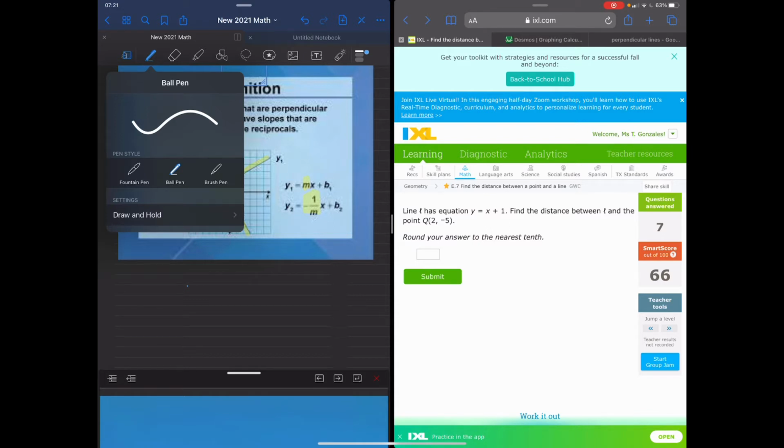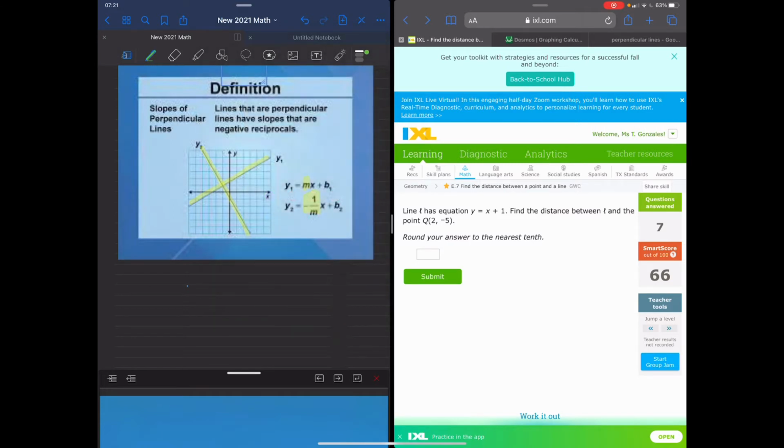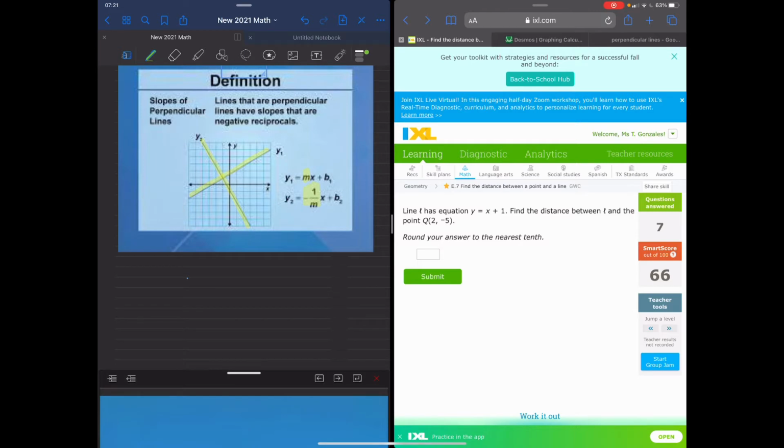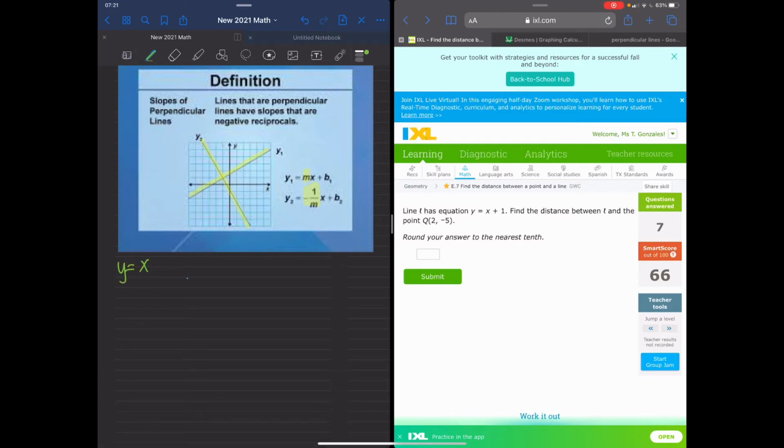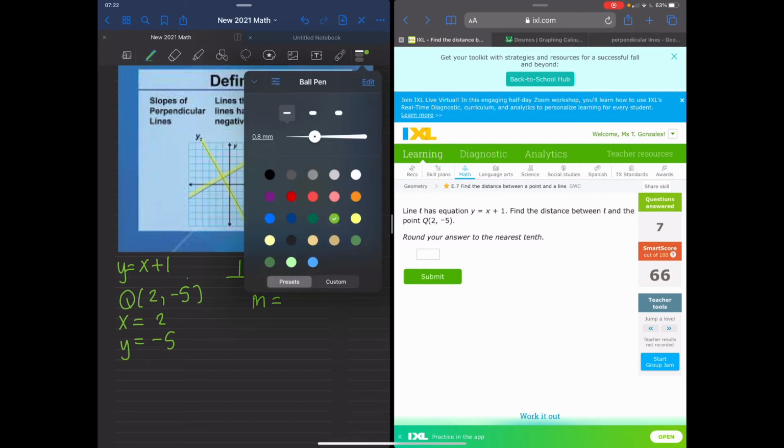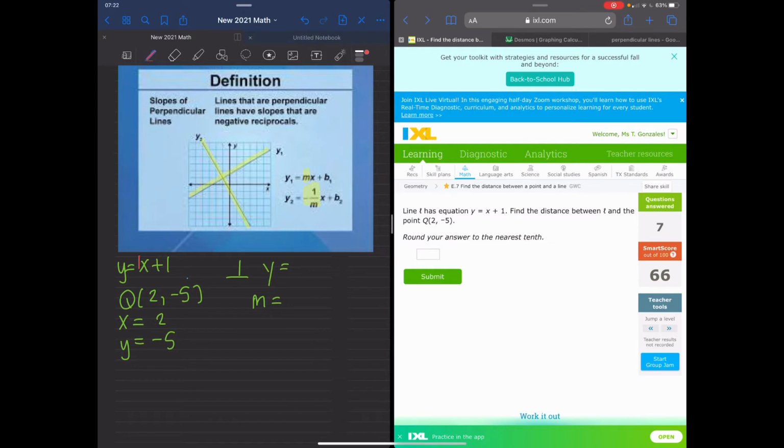So to do that, I'm just going to change some stuff up here. My original line is y equals x plus 1, and I want my perpendicular line equation. Already I know that I have point Q, which is 2 comma negative 5. This is actually the x and a y, so x equals 2 and y equals negative 5. Since the slope of the original line is 1, I know that my slope for the perpendicular line is going to be negative 1.